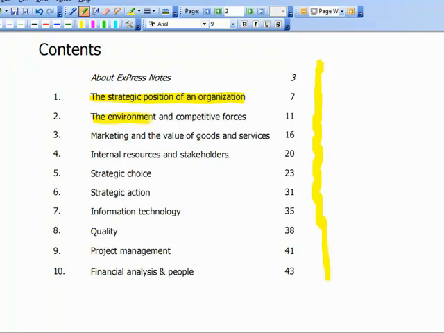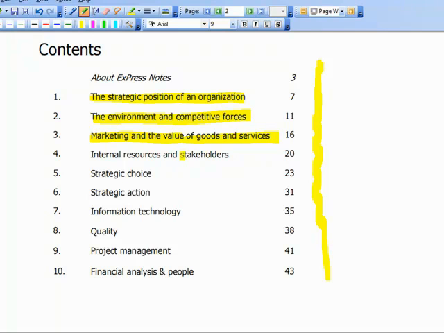Chapter 2, we'll be looking at the environment and the competitive forces behind it. Things such as PESTLE analysis, Porter's 5 forces, will be introduced to models like this. The next chapter, marketing and the value of goods and services, identifies some of the key areas of marketing that we need to know within the syllabus. Chapter 4, internal resources and stakeholders.